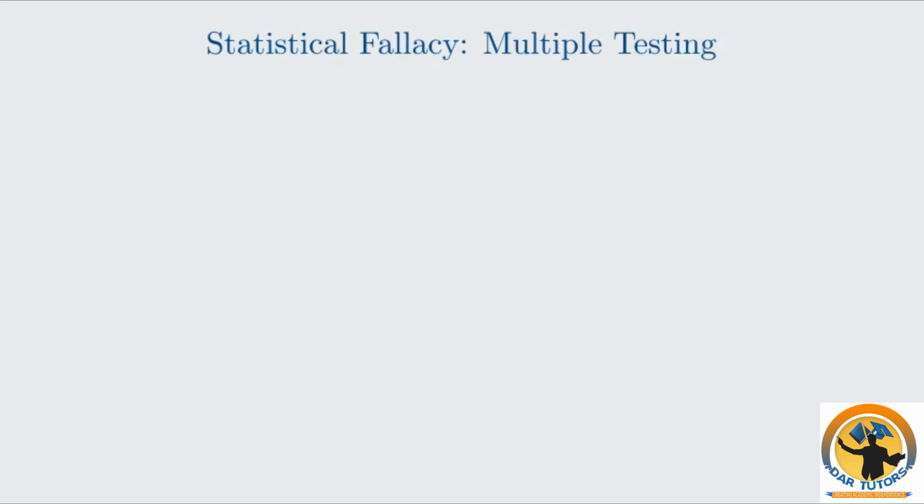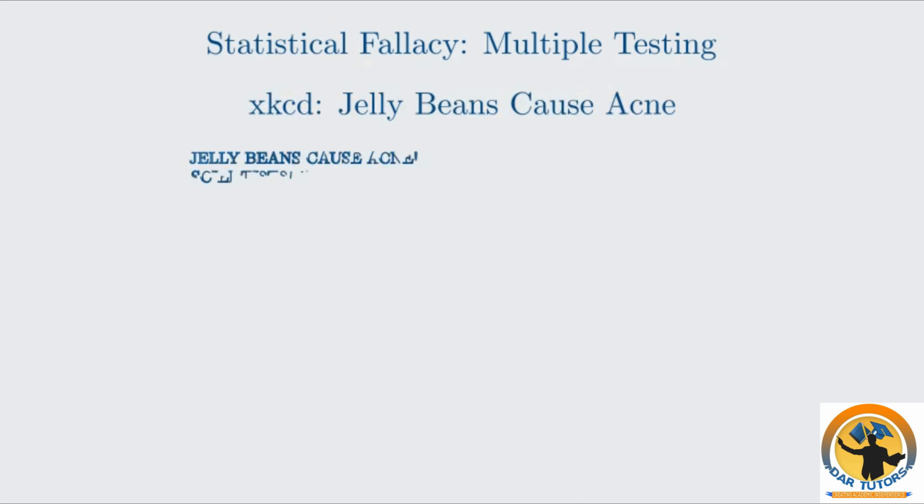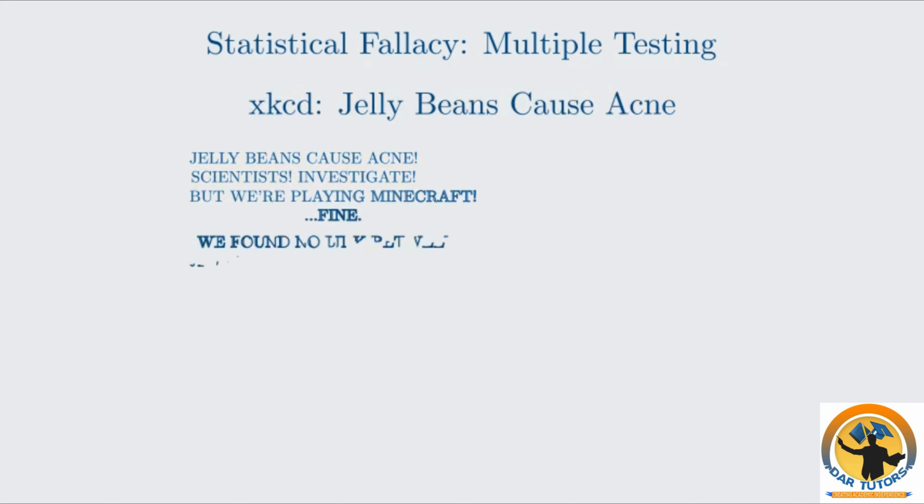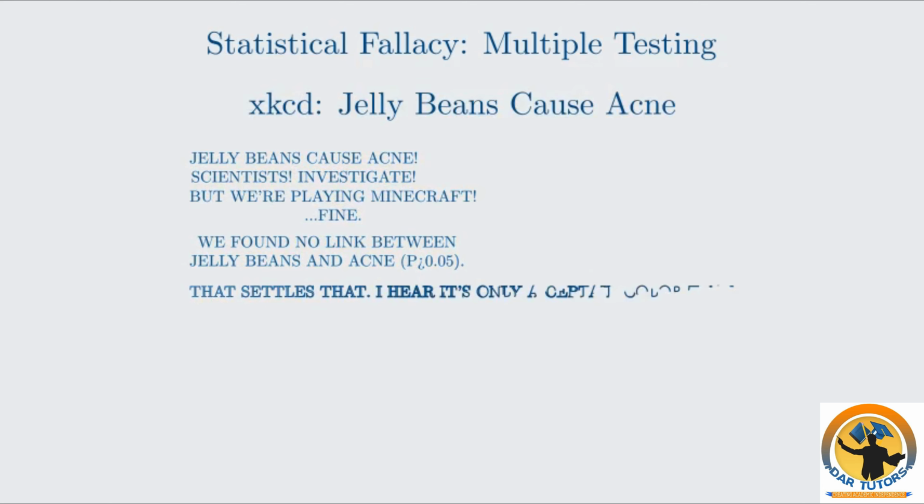Now, let's explore a dangerous pitfall in statistics called the multiple testing problem. This can lead to misleading and even false findings. It's often illustrated by the famous XKCD comic, Jelly Beans Cause Acne. The comic starts with a claim: jelly beans cause acne. A scientist tests this with a two-tailed hypothesis at a 5% significance level. They find no link and are about to go play Minecraft, but the claim maker insists, "I hear it's only a certain color that causes it."